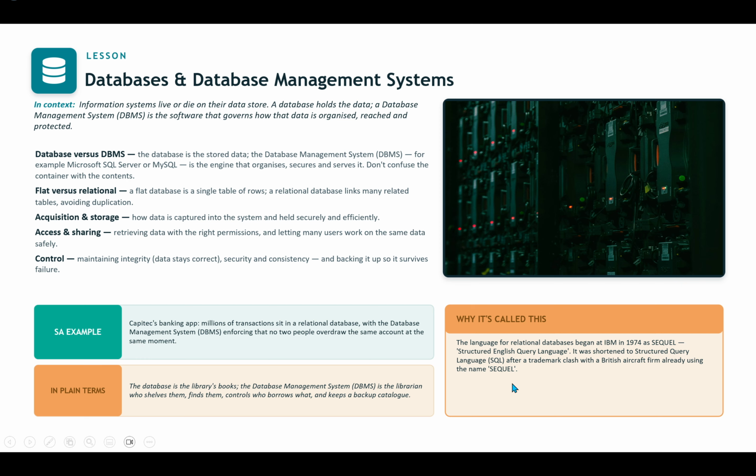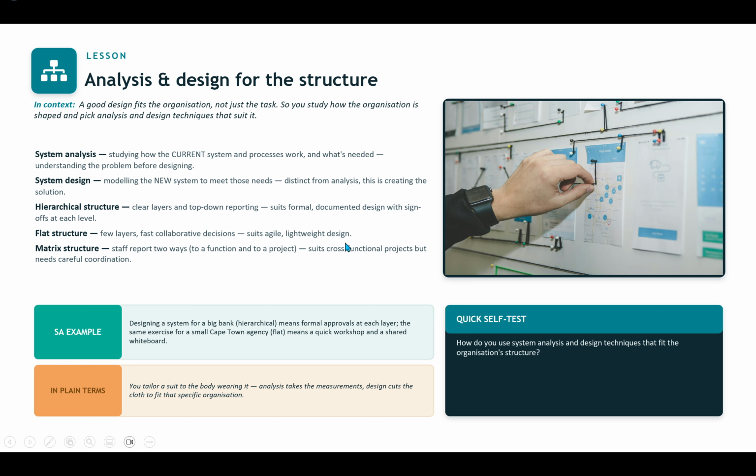Hierarchical structure. This is clear layers and top-down reporting. It suits formal documented design with sign-offs at each level. So flat structure then has fewer layers for collaborative decisions and suits agile and lightweight design. And then we also could have a matrix structure, which is where staff report two ways, to a function and to a project. So it suits cross-functional projects but needs careful coordination. So this is how you can literally then be able to analyze and design for the structure of your projects.